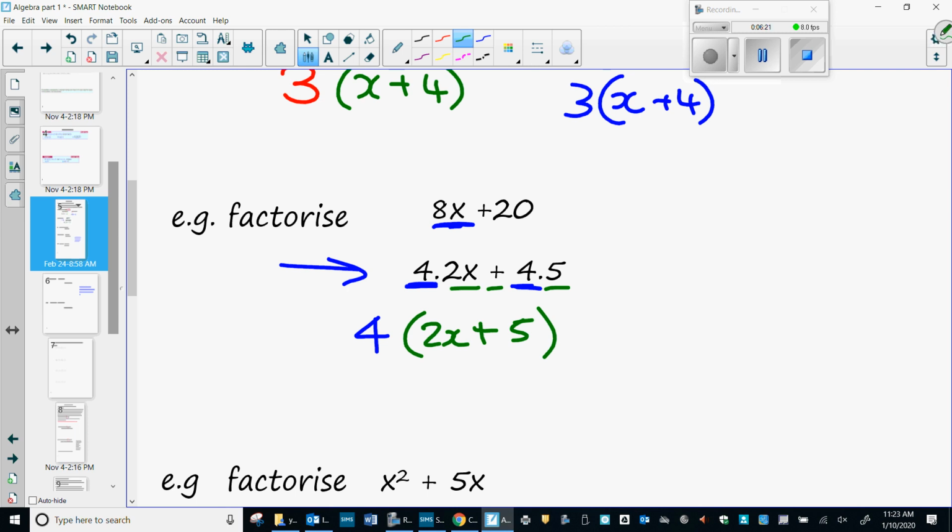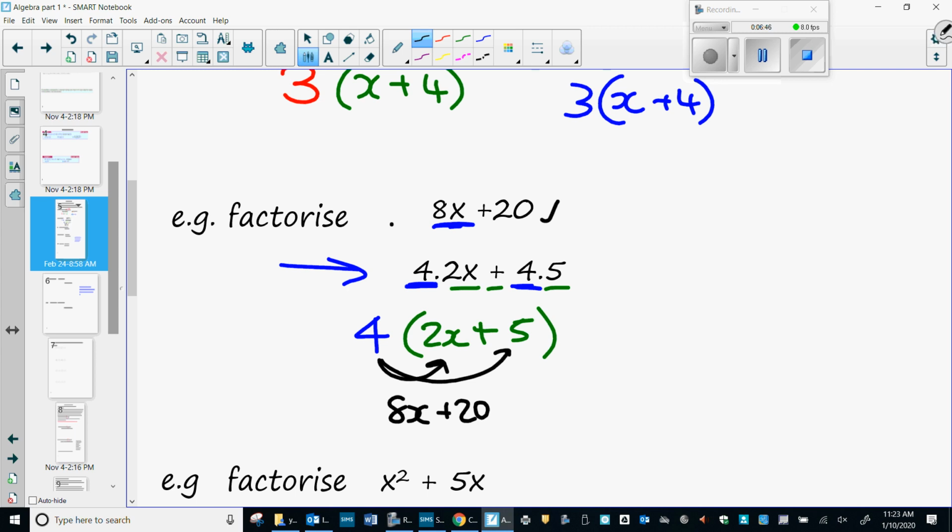Now, a check process could be to expand your bracket. Okay? So to check your answer, when you expand your bracket, you should end up with the original question. Okay? So if I were to do 4 lots of 2x, I would get 8x. 4 lots of 5 gives me 20, which is what I was trying to rewrite. Okay? So this is a correct factorized version.